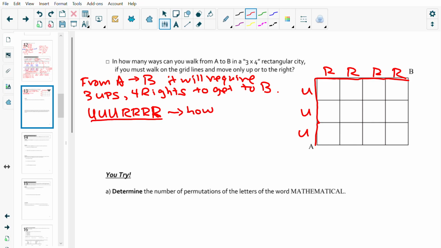This fictitious word, U, R, how many different arrangements are possible? If you figure out how many different arrangements are possible, you figured out how many different paths are possible from A to B.